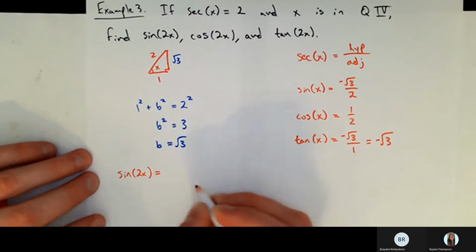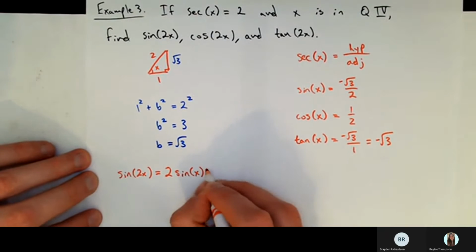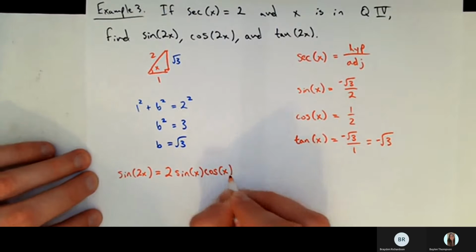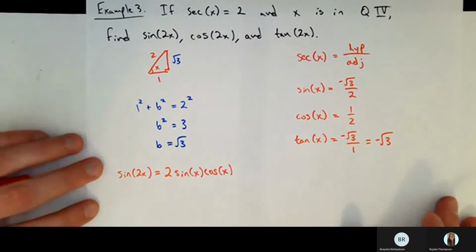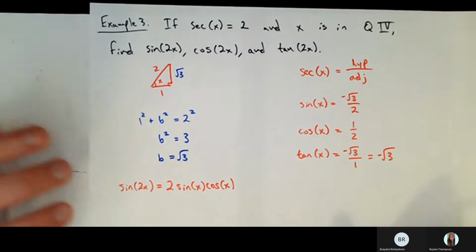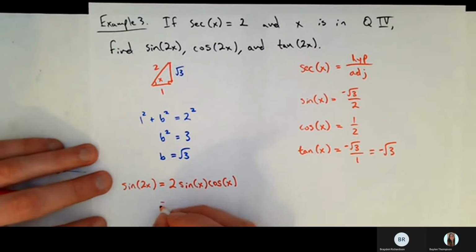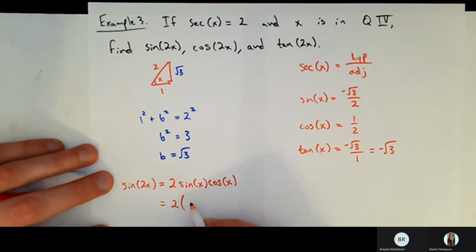Sine of 2x is 2 sine x cosine x. Sometimes one of the problems with this section and the last section is that there are too many formulas. The toolbox becomes too big and students don't know where to start because there are too many options.